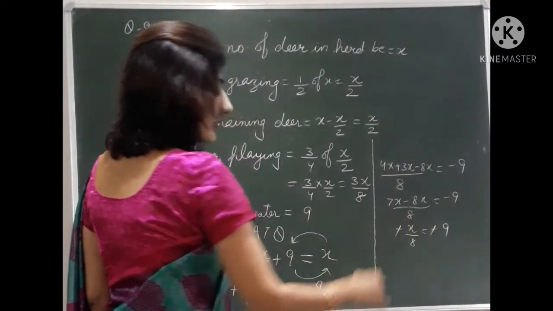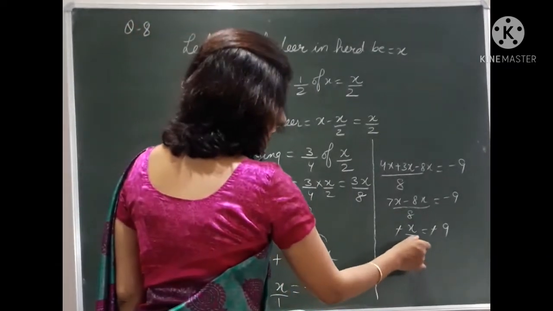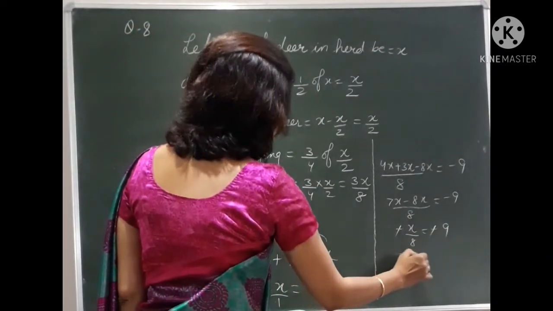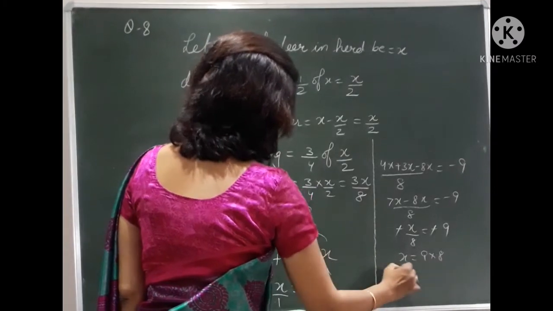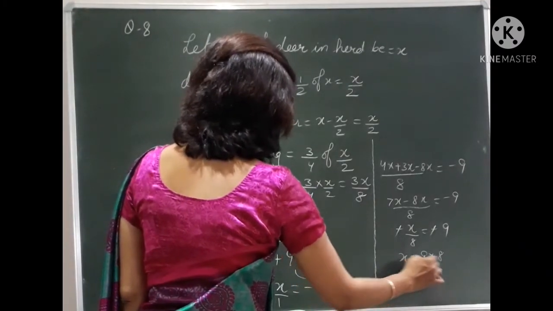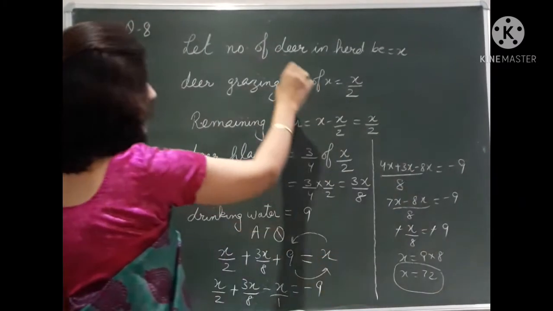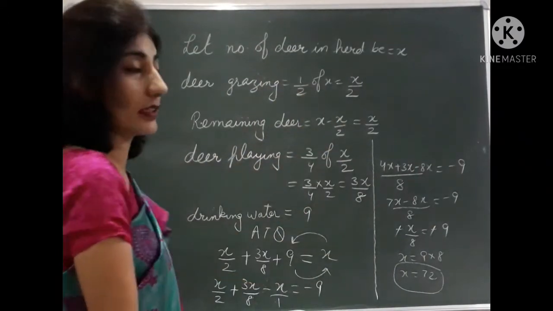This minus and minus cancels. So this 8 I will transpose this side. So x equals to 9 into 8, that is 72. So how many deer were in the herd? There were 72 deer in the herd.